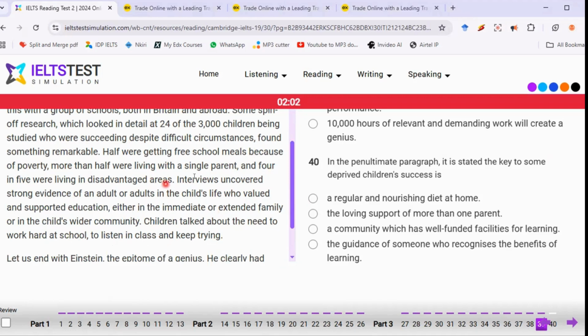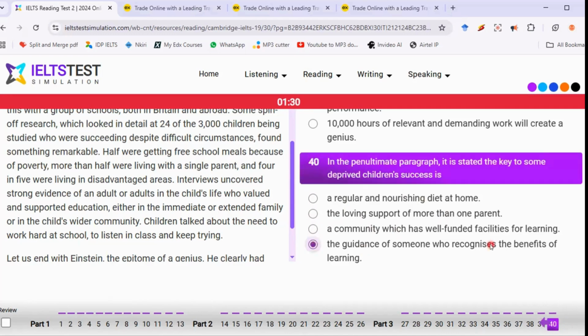That's still deprived. Interviews uncovered strong evidence of an adult or adults in child's life who valued or supported education, either in the immediate or extended family or in the child's wider community. Children talked about the need to work hard at school, to listen in class and keep trying. Okay, I think it's going to be no, it's not food. Loving support, more than one parent, no. Community, no. The guidance of, yes, this is it.